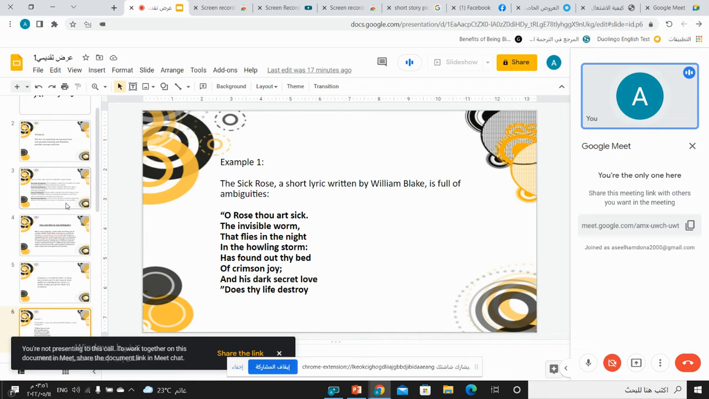We don't know actually. Does crimson refer to death or blood, that the rose will die because of this worm or something like that? We don't know actually. And his dark secret love. Why is he using the color dark here? Because we don't see in the dark, and the secret is hidden there in the dark, so we cannot see it. Does thy love life destroy?